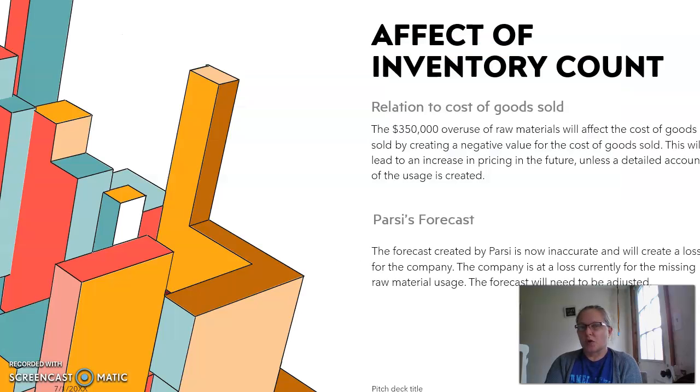The effect of the inventory count on the relation of the cost of goods sold. The $350,000 overuse of raw materials will affect the cost of goods sold by creating a negative value for the cost of goods sold. This will lead to an increase in pricing in the future unless a detailed account of the uses is created. As for Parsi's forecast, this has now made Parsi's forecast inaccurate and pretty well void and will create a loss of income for the company. The company loss for the raw material missing or used in production will need to be adjusted in the future.